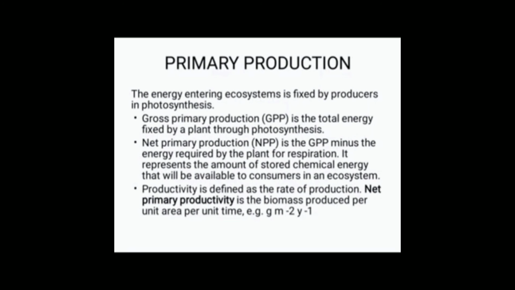Primary production. The energy entering ecosystems is fixed by the producers' photosynthesis. Gross primary production, or GPP, is the total energy fixed by a plant through photosynthesis. NPP, or net primary production, is the GPP minus the energy required by the plant for respiration. It represents the amount of stored chemical energy that will be available to consumers in an ecosystem. Productivity is defined as the rate of production. Net primary productivity is the biomass produced per unit area per unit time.